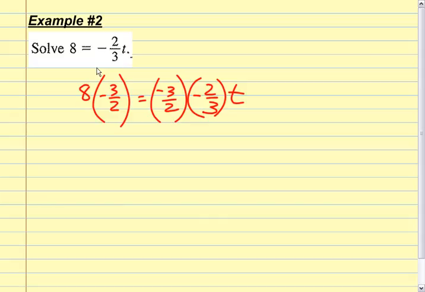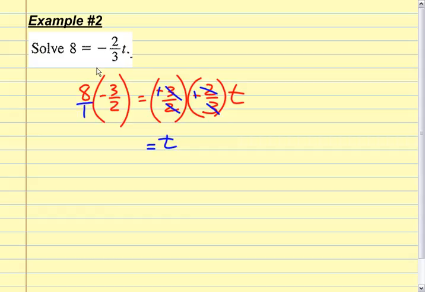So what happens is, what's a negative times a negative here, Emily? Positive. What happens to the 2 3s here? They cancel out. What about the 2 2s? They cancel out. And what am I left with on the right side? T. Now, on the left side, I've got 8 over 1.